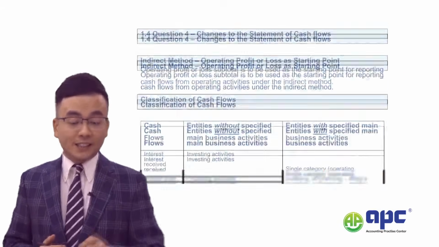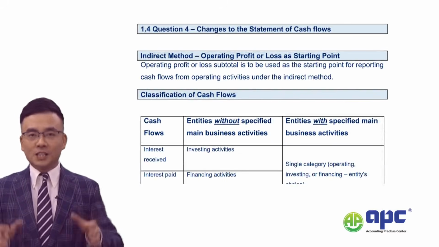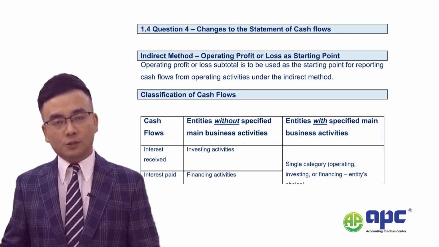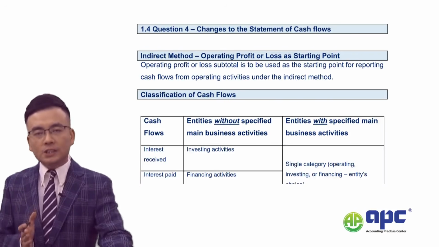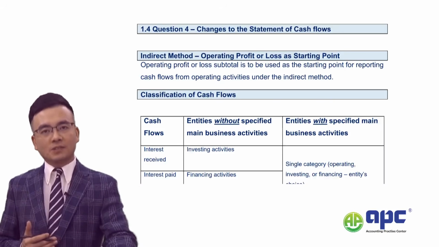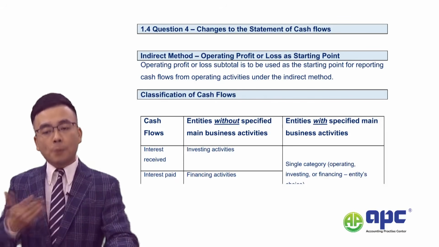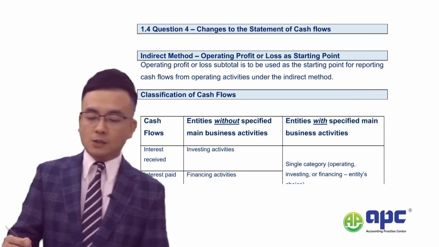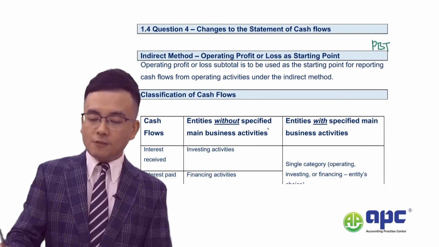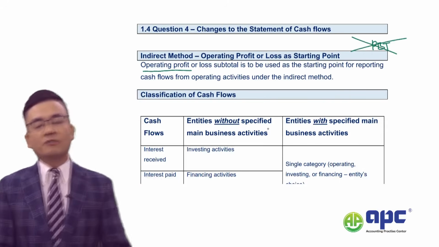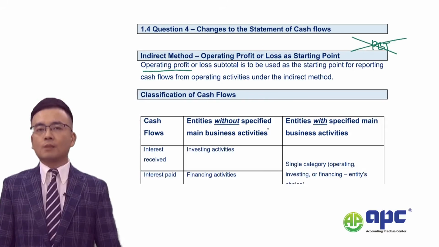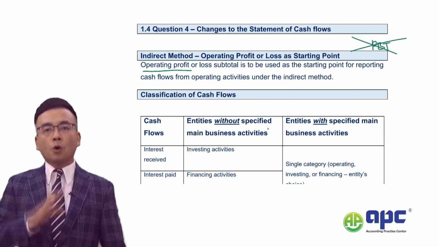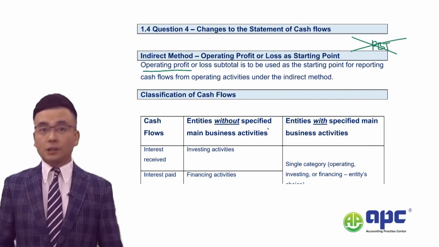Now, the final question for chapter 1, all about aggregation and disaggregation, is the changes to the statement of cash flows. Before this standard, according to IAS 7, statement of cash flows, when preparing the statement of cash flows, the starting point would certainly be the profit before tax. However, nowadays, we'll need to start with the operating profit rather than the profit before tax. And of course, I will show you exactly what the new P&L looks like.